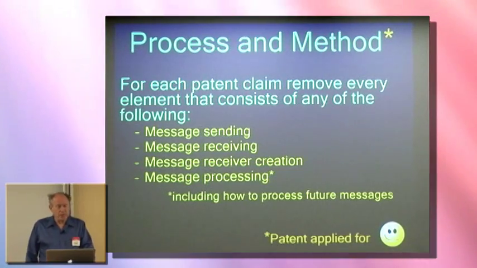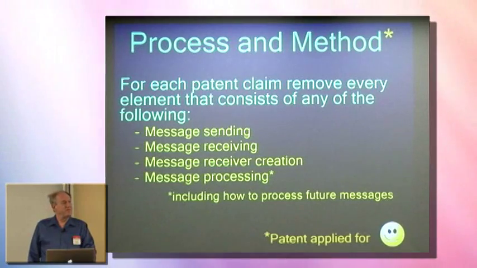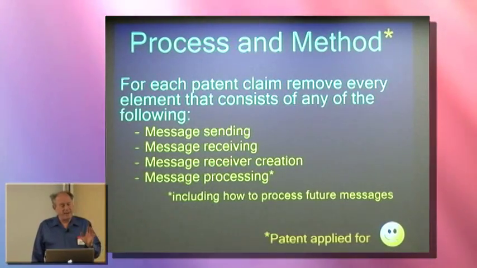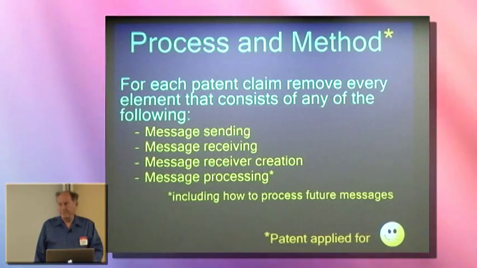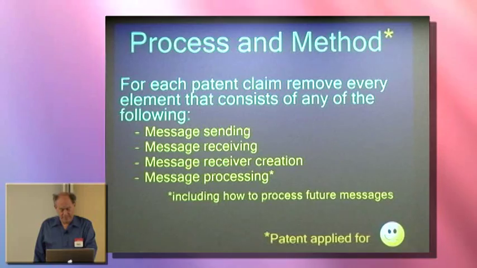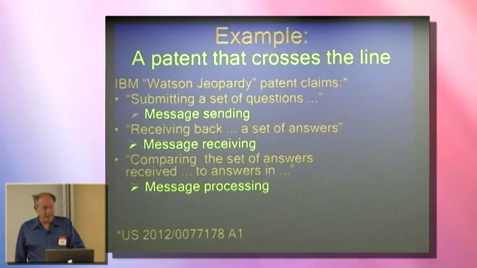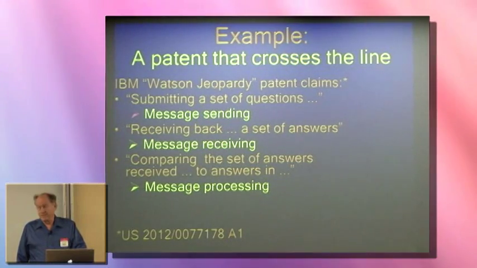Okay, so we have a process and method here, which I'd like to license to the patent office. The process and method is, for each patent claim, remove every element that consists of any of message sending, message receiving, message receiver creation, or message processing, right? And here's an example of a patent that crosses the line. The IBM Watson Jeopardy patent claims.